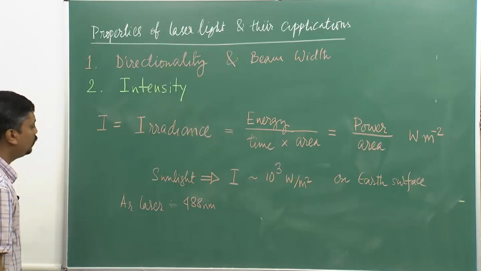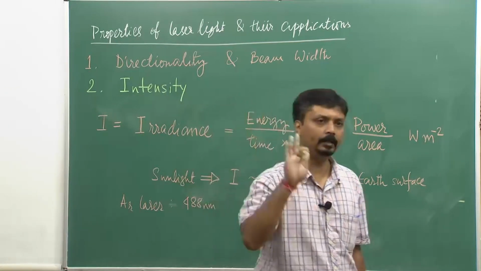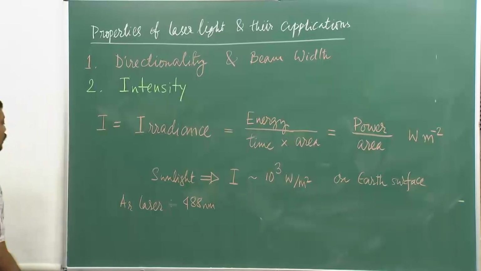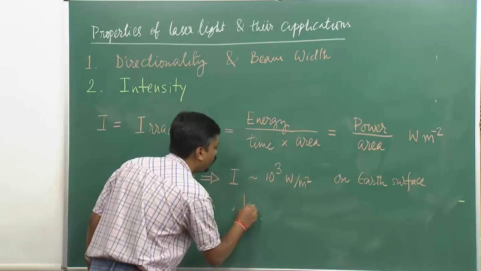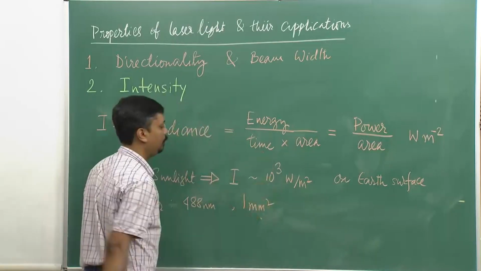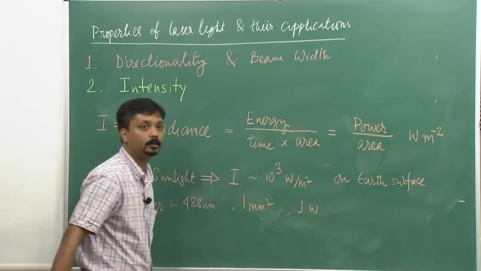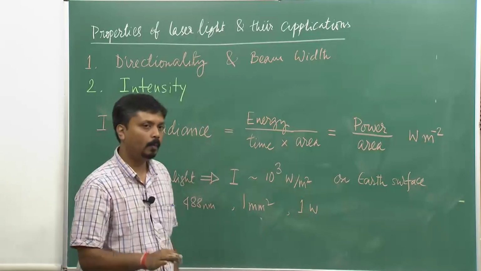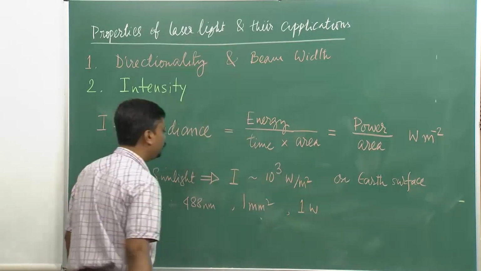Now, argon ion laser is known to give moderate power, not very high power, and it is a gas laser. At this particular wavelength, say we have a beam width of 1 millimeter square and power of 1 watt. And I am talking about an average power. What is average power, peak power, we will learn soon. So, we will define those terms.